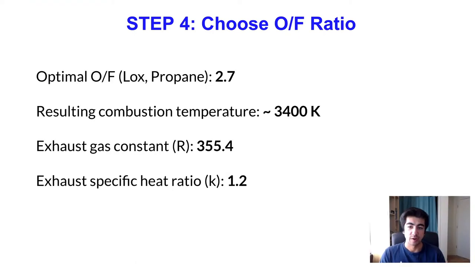Here at SEB, we're very familiar with LOX propane, and we went through this process when we first started designing our liquid rocket. What we found was that for LOX propane, the optimal OF ratio is around 2.7, and the resulting combustion temperature is around 3400 Kelvin, so this is a very hot reaction. The exhaust gas constant and specific heat ratios are as follows, and we'll see how we can use these numbers in the rest of our equations to actually design our engine.